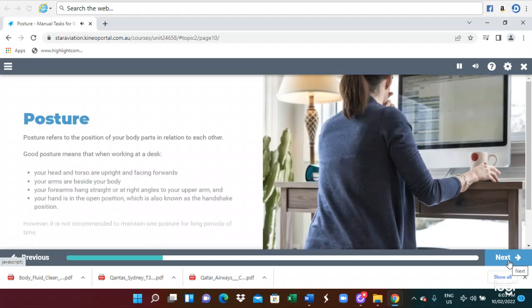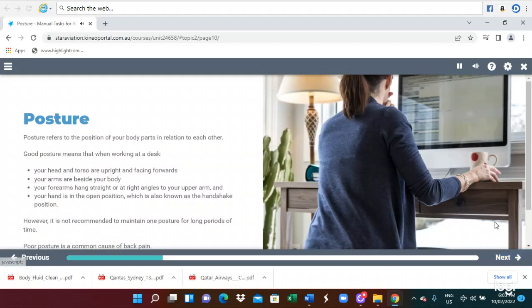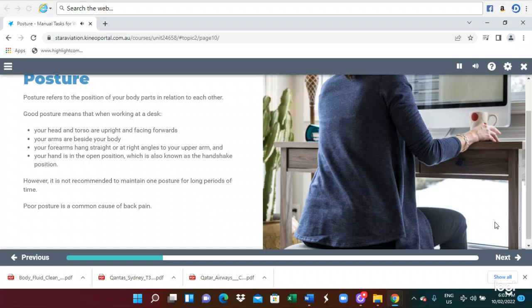Posture refers to the position of your body parts in relation to each other. Good posture means that when working at a desk, your head and torso are upright and facing forwards. Your arms are beside your body. Your forearms hang straight or at right angles to your upper arm, and your hand is in the open position, which is also known as the handshake position. However, it is not recommended to maintain one posture for long periods of time. Poor posture is a common cause of back pain.